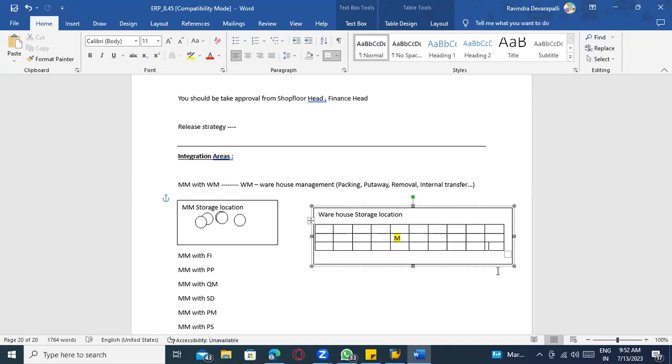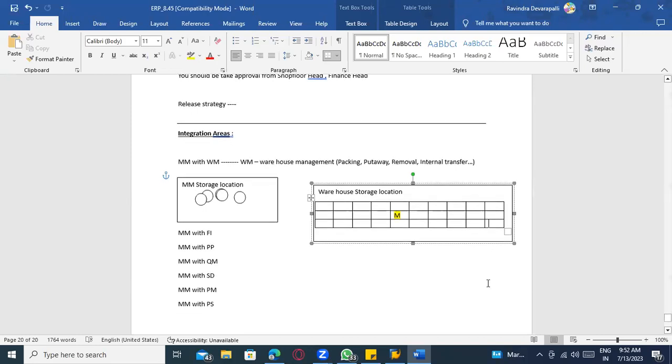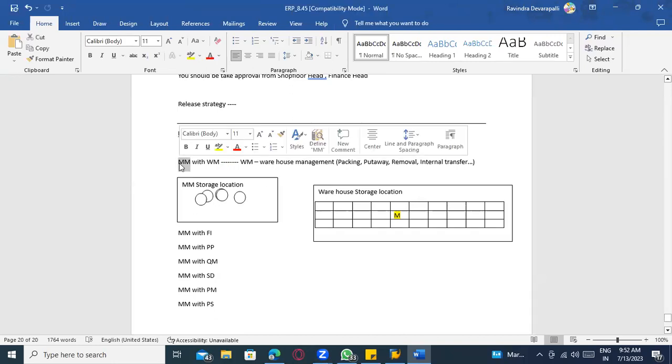That's why, if you go to any medical shops or pharma shops, there are so many boxes there. That will be called a bin. Okay, clear? So here we are integrating that when I'm receiving the stock, because we are receiving inventory, once we receive the stock, we inform the warehouse management team to properly put away and place the stock. Okay, clear now?